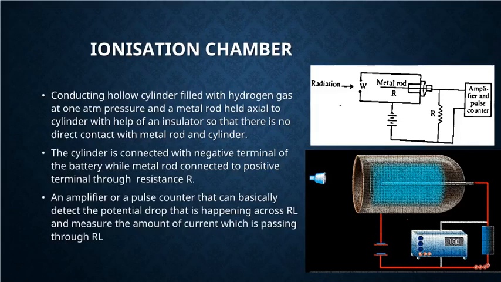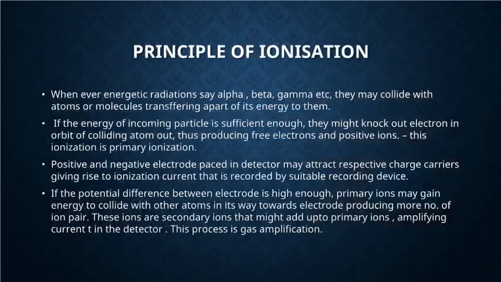An amplifier or a pulse counter can detect the potential drop across R and measure the amount of current passing through R. Whenever energetic radiations, say alpha, beta, gamma etc., collide with atoms or molecules, they transfer a part of their energy to them. If the energy of the incoming particle is sufficient, it might knock out an electron in orbit of the colliding atom, thus producing free electrons and positive ions. This ionization is primary ionization, and the ions created initially are primary ions.